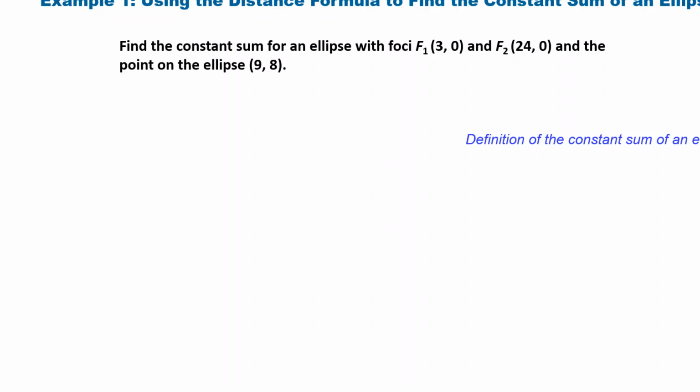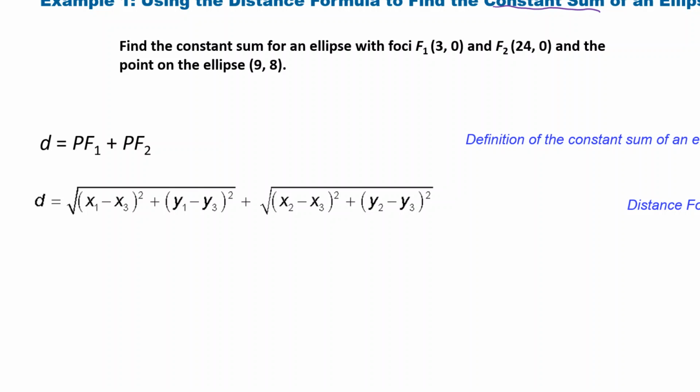First of all, the definition of the constant sum of an ellipse is this formula, from point P to F1 plus from point P to F2. We're going to find both of those distances, add them together, and that will tell us our constant sum. Using the distance formula, remember the distance formula comes from the Pythagorean theorem. We take the difference of the x's squared plus the difference of the y's squared for the first set, and then the same for the second set, add them together, and that will give us our total distance.